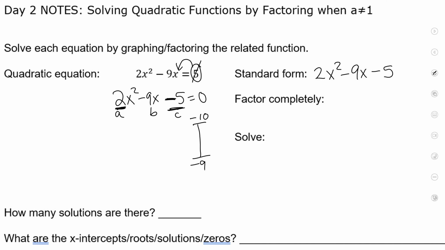I'm just going to go down the list. I'm going to start with 1 times -10 will give me -10, and also -1 times a +10 will multiply to give me -10. Which one of those will add to -9? Yep, 1 and -10. That will combine to give you -9. So those are my factors, x plus 1 and x minus 10.